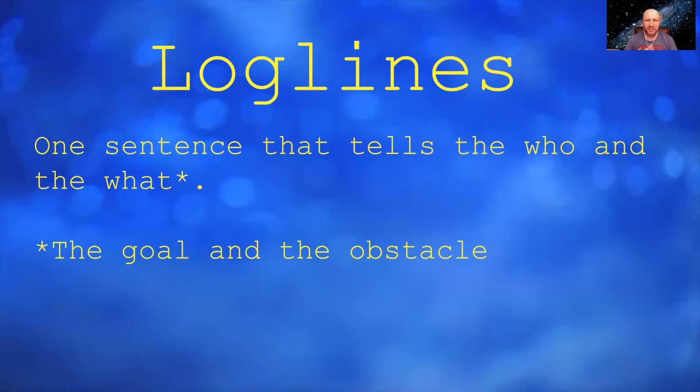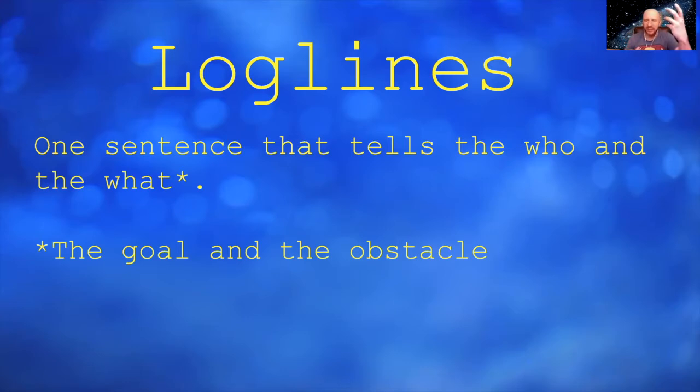So a log line is essentially this: it's one sentence, almost always. Sometimes there's two, but for the purposes of making it easier on yourself, just think about it as one sentence. If you try and cram too much, it's not going to work. One sentence that tells the who and the what of your story, and the what is really two things. It's the goal and the obstacle.